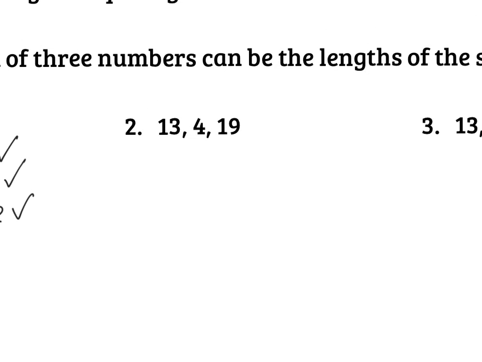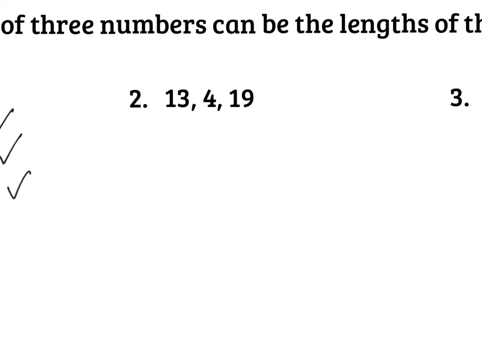So now let's look at number 2. I'm going to do this one as our last example for that part. So I'm going to do the exact same thing. I'm going to say, okay, let's test 13 plus 4. Well, 13 plus 4 is 17. Okay, so I added these first two side lengths. By that theorem, it tells me if this is a triangle, 13 plus 4 must be bigger than the remaining side, which is 19. Is 17 bigger than 19?